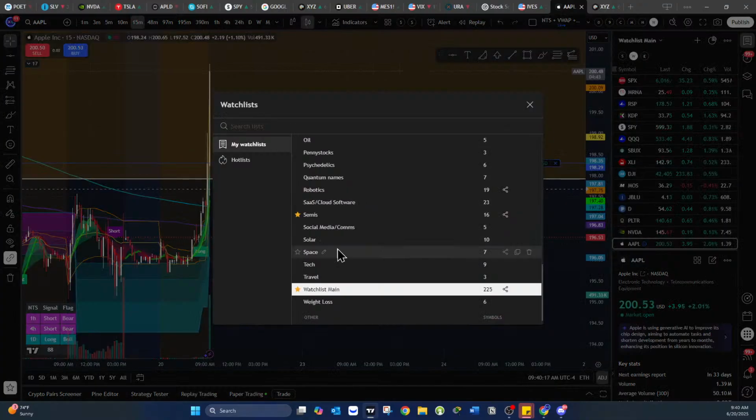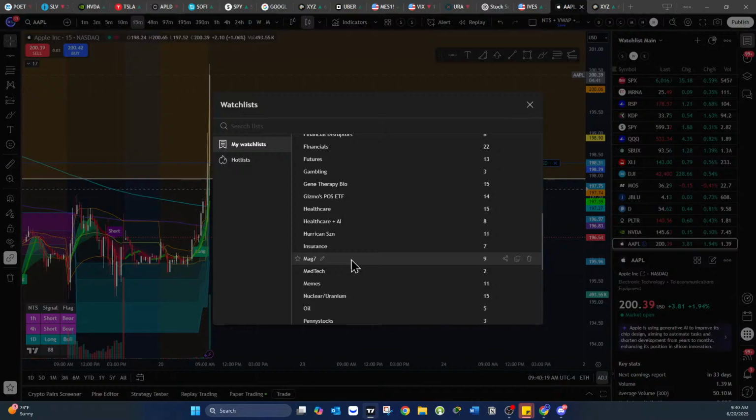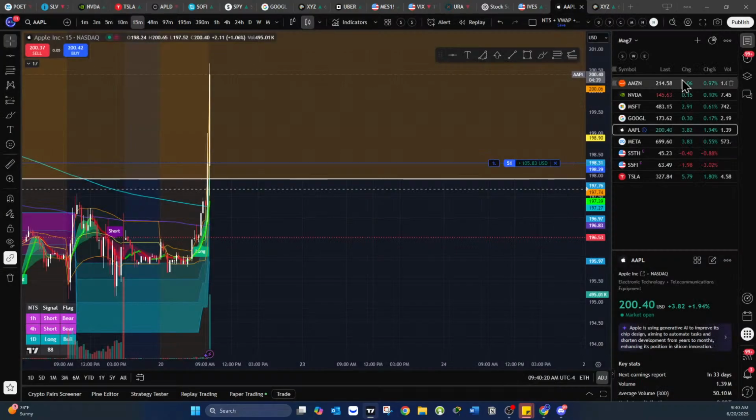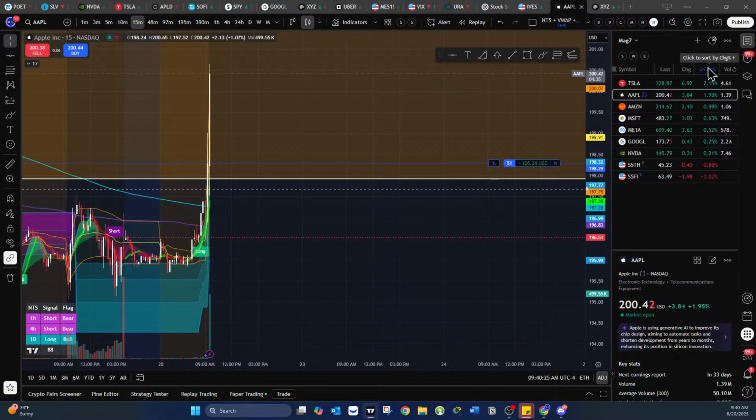This is another beautiful thing about TradingView. If you guys are not familiar with it, I highly recommend it. I can't recommend TradingView enough. It's a massive, really good platform to do so many things, including watch lists.